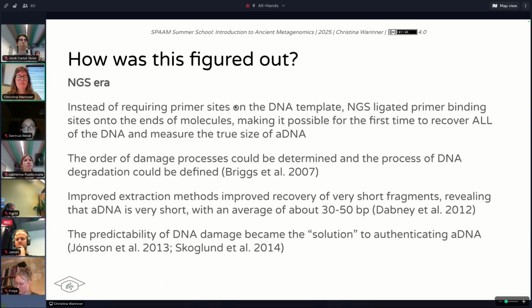And because many of these processes are actually quite predictable, this new way of analyzing ancient DNA turned this into a kind of solution for authenticating DNA. It was no longer just a problem, but we could take advantage of our knowledge of these processes and show that they were occurring in samples we were interested in to actually authenticate it. So these very things that had been seen as a disadvantage were now a strong advantage that we could use.